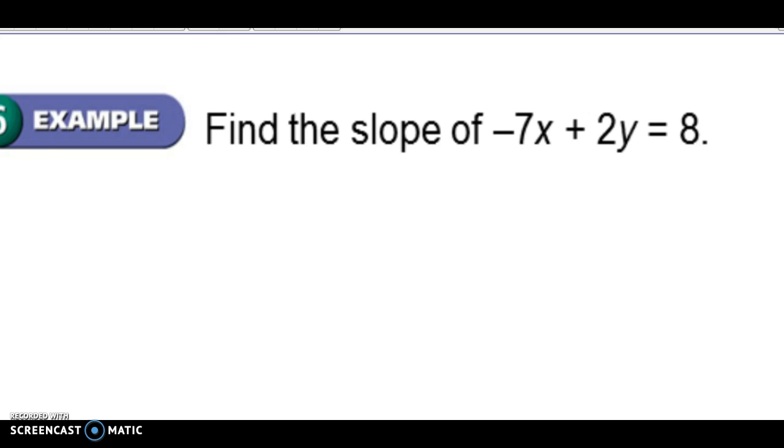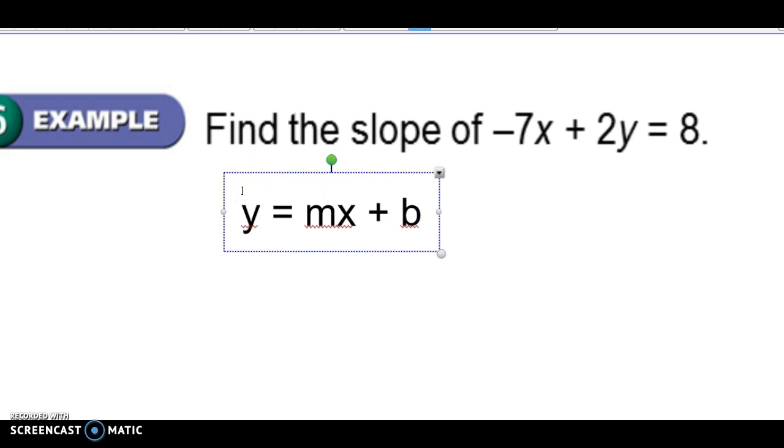Okay, if I want to know what the slope of this line is, now this is in the standard form, and it doesn't tell me what the slope is. What I want to point out is the slope is not negative 7. You can't just assume that whatever number's in front of the x happens to be the slope. You have to have it in the y equals mx plus b format.